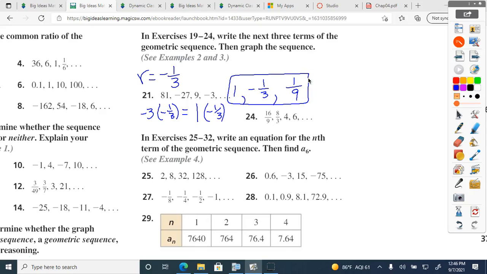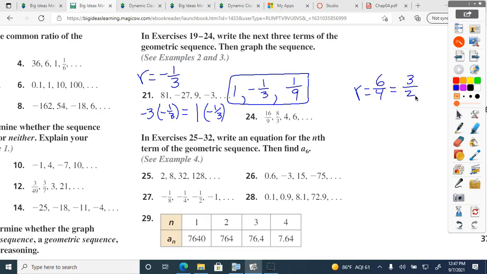Okay? All right. How about 24? What is R for 24? How do we get it? We know it's geometric, so we can just pick the easiest one. Well, it's not plus, it's geometric. So we've got to be multiplying. What's the easiest way to figure out what we're multiplying by? Which two numbers are we going to use? 6 and 4. We just need to do 6 divided by 4. Can you reduce that? 3/2. That is my R.